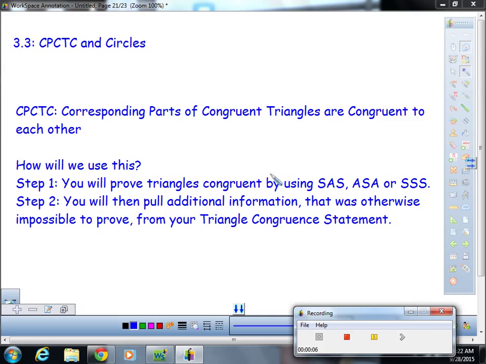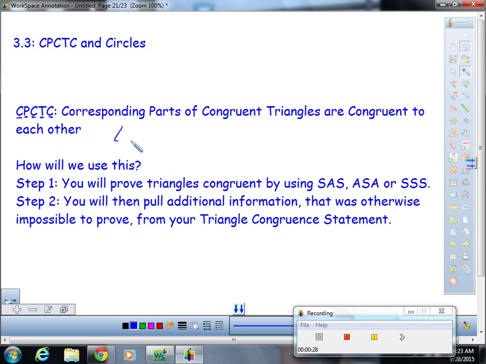This is your 3.3 lecture on CPCTC and circles. Okay, CPCTC is one of the most important theorems that we'll use. We'll use it for the rest of the year. You have to understand what all the letters stand for because kids just make it up. It stands for corresponding parts of congruent triangles are congruent to each other. Okay? What the heck does that mean?